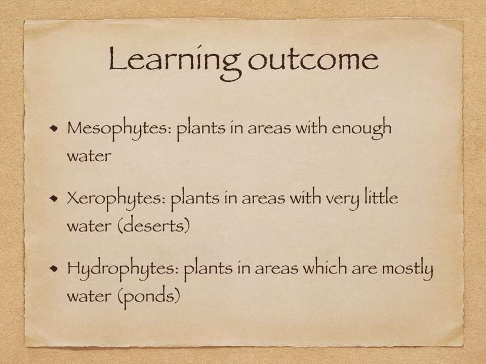So mesophytes are plants that grow in areas with enough water. Xerophytes are plants that grow in areas with very little water, for example, deserts. And hydrophytes are plants that grow in areas which are mostly water, for example, ponds. Now, when you're asked to explain an adaptation to the environment, always state the adaptation first, for example, air spaces in hydrophytes, and then explain how it is useful.